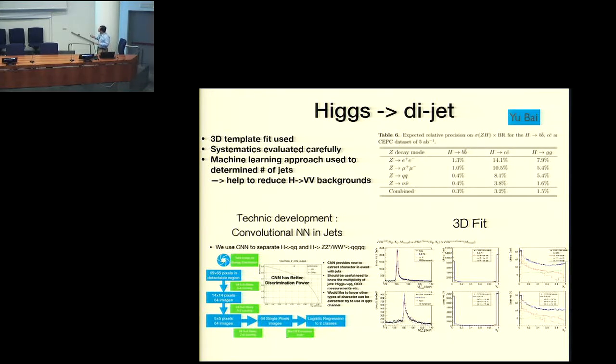We also use a new tailored machine learning approach because the main background from Higgs decay to WW and Z pair, their hadronic final state, is very difficult to separate from our signal, especially for the bb and the gluon-gluon. So we use the CN to determine the number of jets. The W and the Z pair final states have 4 jets, but our signal is only 2 jets. This is a 3D projection of the 3D fit results. This is the combined precision for the bb, cc, and gluon-gluon.